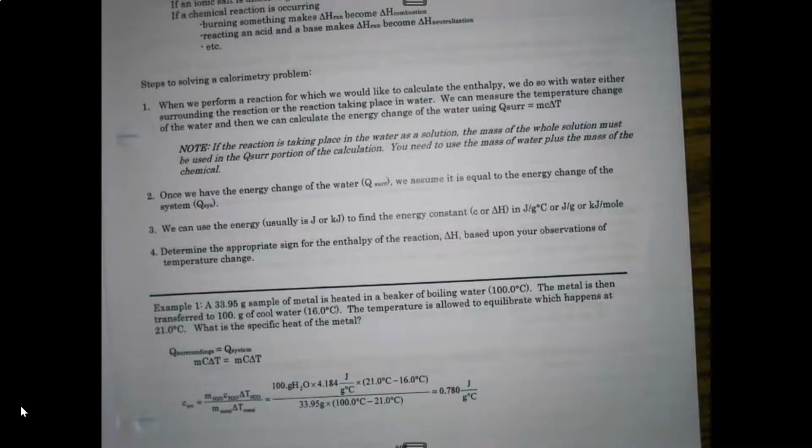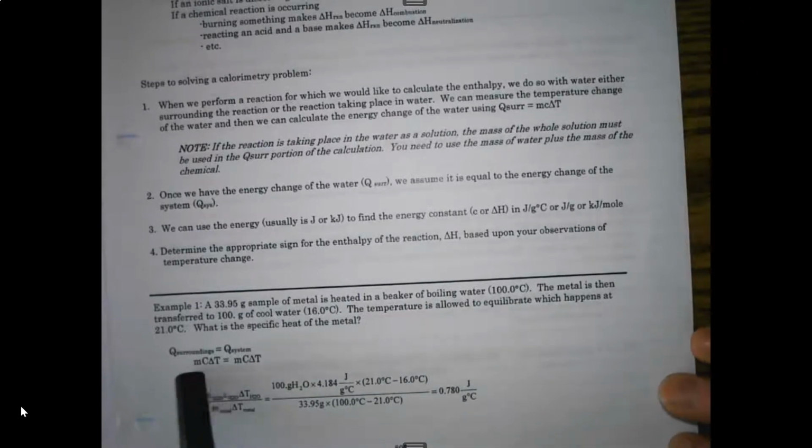So the temperature of the metal is going to drop. The temperature of the water is going to rise until they get to the same temperature. And in this case, that temperature happens to be 21 degrees. So anytime all you're doing is changing the temperature of something, you are using MC delta T of surroundings equals MC delta T of system. So what we want to know is what's the specific heat of the system.